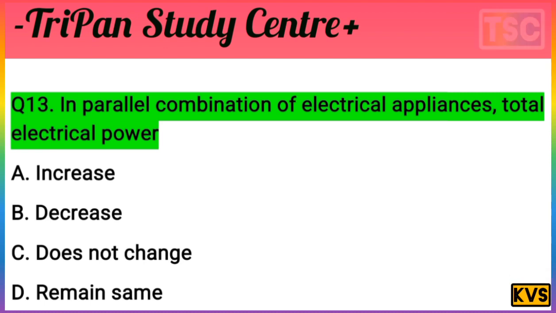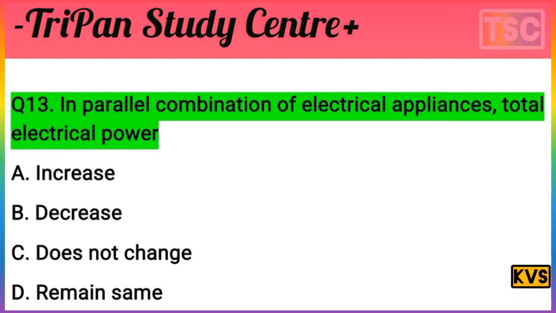In a parallel combination of electrical appliances, the total electrical power. You know that it is a parallel combination of electrical appliances. A, it means the electrical power is increasing. When you combine electrical appliances in parallel, the power is increasing.